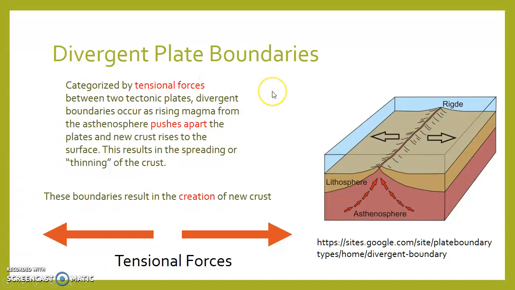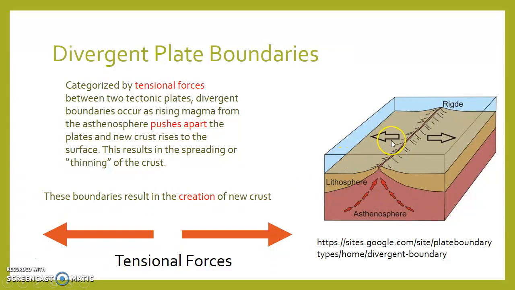So to get in a little bit more detail, our first type of boundary that we're going to cover are divergent plate boundaries. Now, divergent boundaries are categorized by tensional forces between two tectonic plates, which occur as rising magma from the asthenosphere. That's this area underneath the lithosphere, which we know as the crust. As the convection currents in the asthenosphere start to push apart the plates, new crust rises. This results in the thinning of the crust.